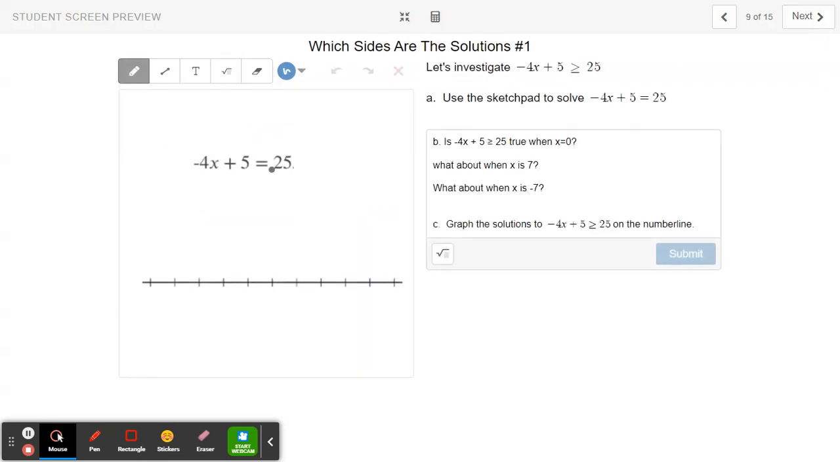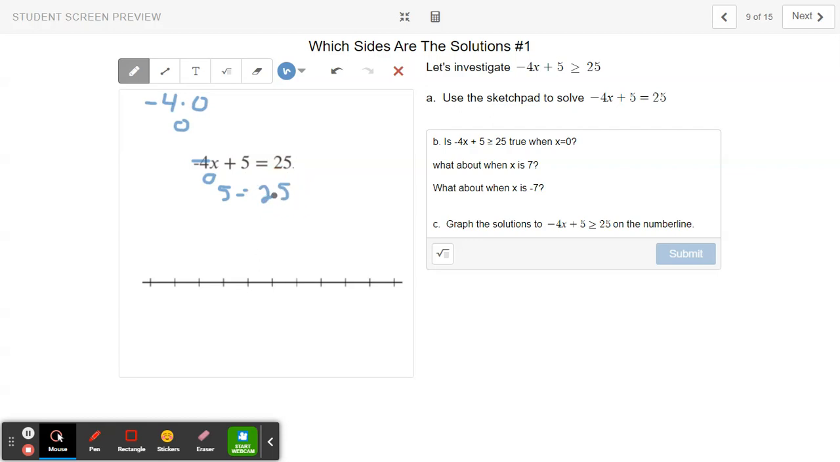So now we're going to look at this one. Now this I'm noticing is slightly different because there's a negative here. So it says, is negative 4x plus 5 is greater than or equal to 25 true when x is 0? Well, if x is 0, that means we have negative 4 times 0, which is 0, plus 5, which is 5, equals 25.